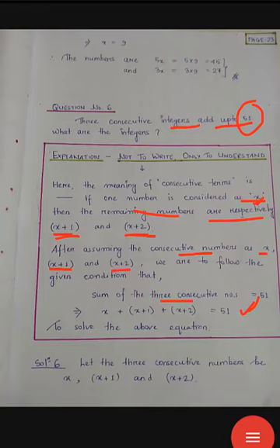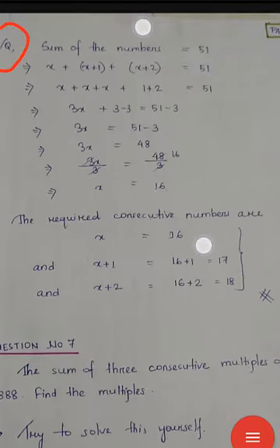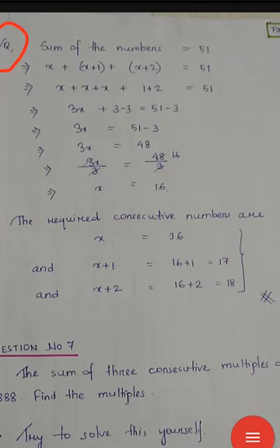So in the solution part, first of all, we have to assume these 3 consecutive numbers as x, x plus 1 and then x plus 2. After this assumption, the main condition of the question is that the sum of these 3 consecutive numbers is 51. That means first number plus second number plus third number is equal to 51. That means x plus x plus 1 plus x plus 2 is equal to 51.